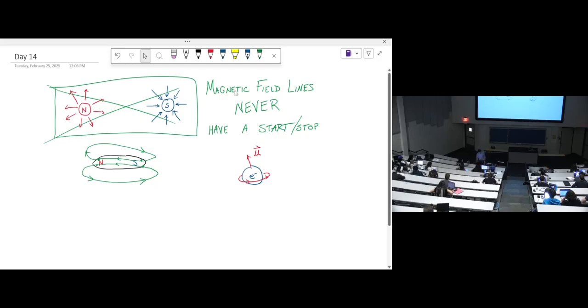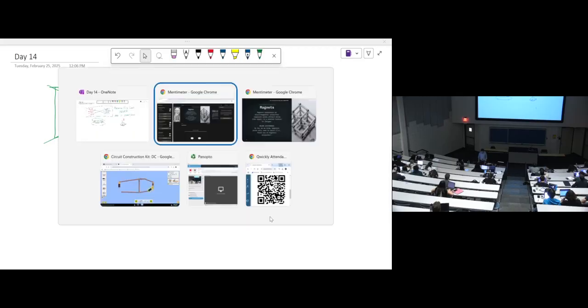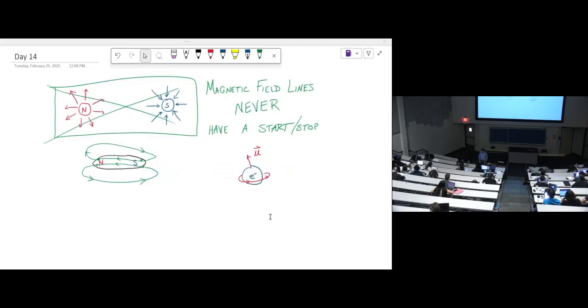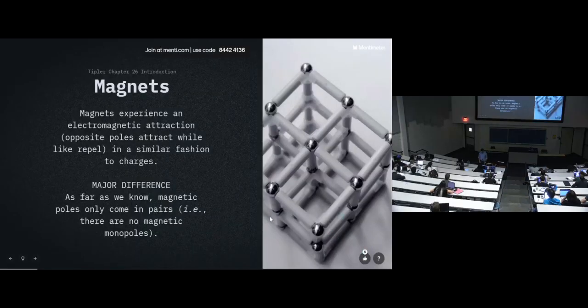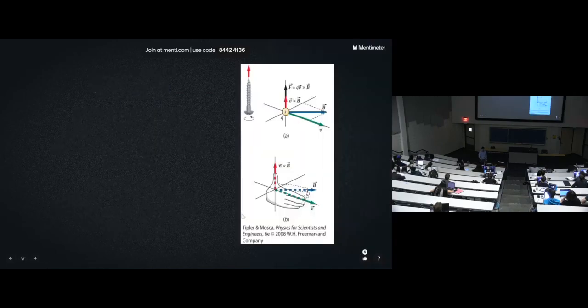Good questions. I guess I actually drew this magnetic moment going the wrong direction. Since it's negative charge, it should have been going down, but that's okay. Doesn't mean anything anyway. Okay, no magnetic monopoles. Good question, Maggie.